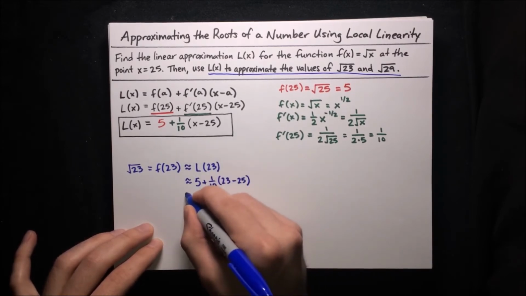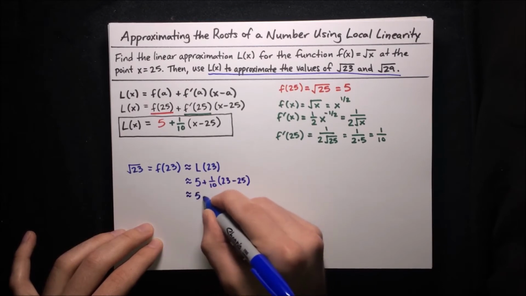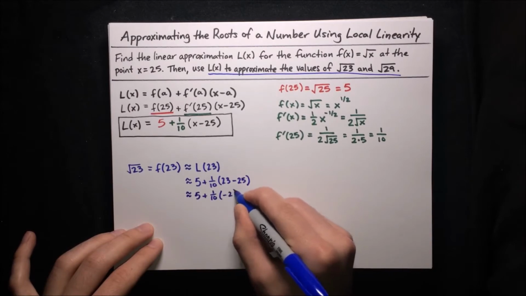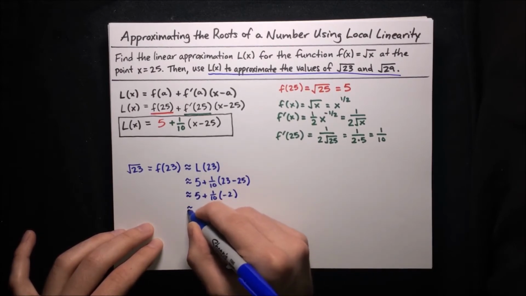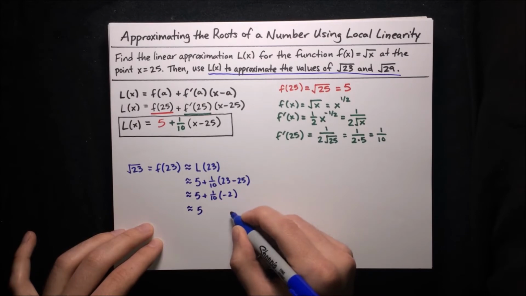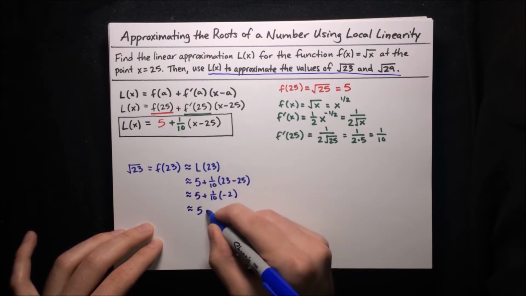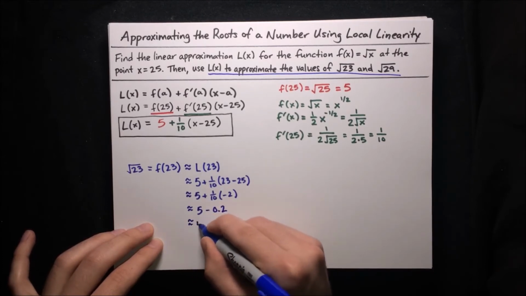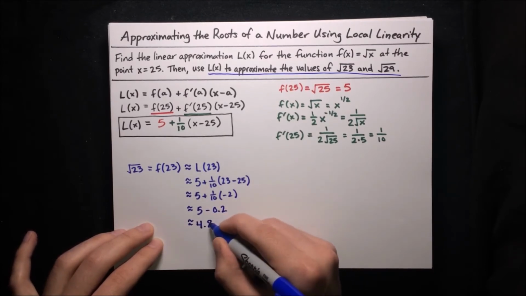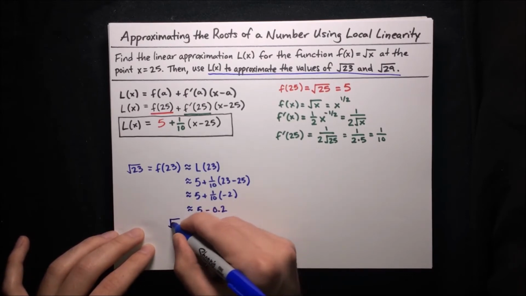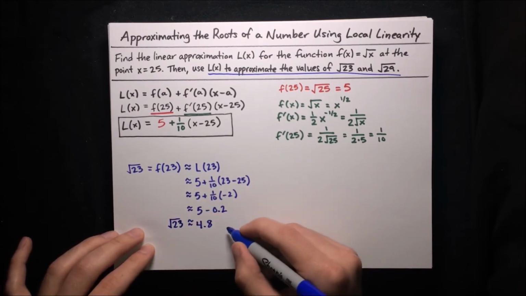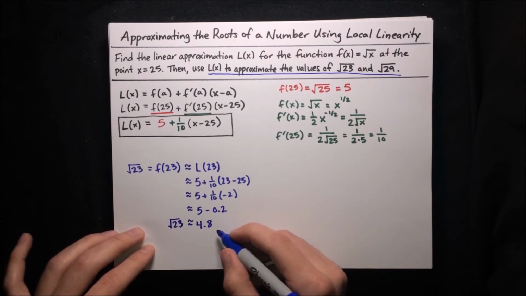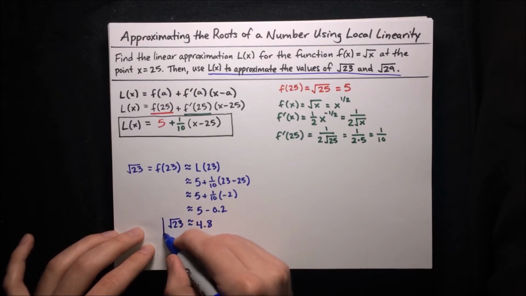And now we just evaluate. So this is approximately 5 plus 1/10 times -2. Why don't we go ahead and convert this to decimal? So 5 plus 1/10 times -2, 1/10 times -2, well that's just minus 0.2. And 5 minus 0.2 is just 4.8. So here we have our approximation. Square root of 23 is approximately 4.8. And that makes a lot of sense because it's a little bit below 5, and square root of 25 is 5, so square root of 23 should be just a little bit lower.